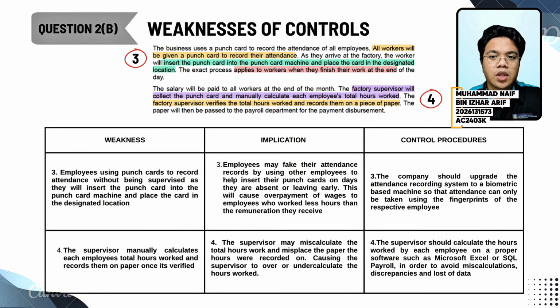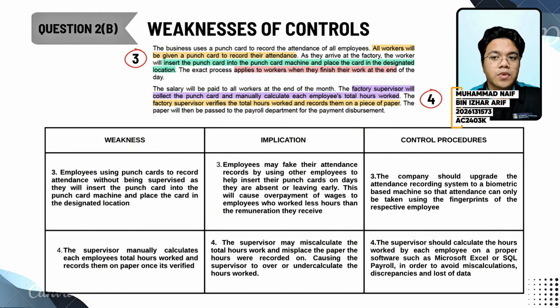For weakness 3, since no one supervises employees when they insert their punch cards, an employee could ask a colleague to punch in or out on their behalf. This means absent or early-leaving employees could still appear as present. This will lead to overpayment of wages. To fix this, the company should upgrade to a biometric attendance system where attendance can only be recorded using the employee's own fingerprint, making it impossible to fake.